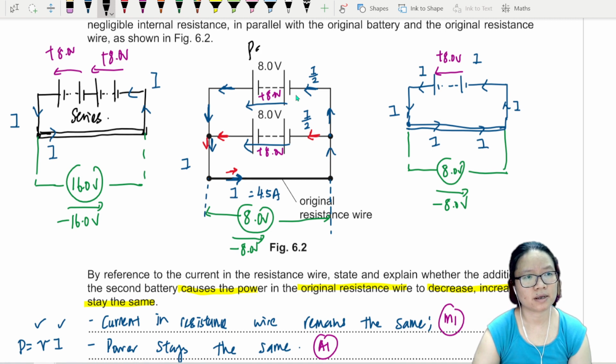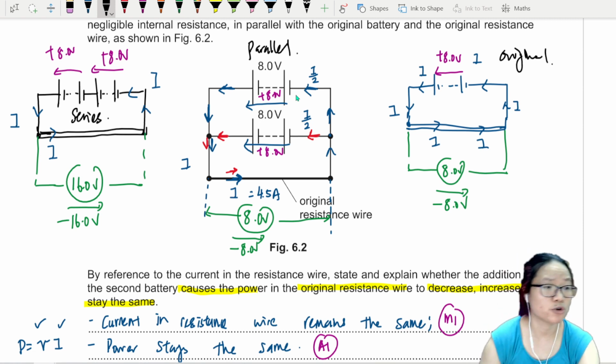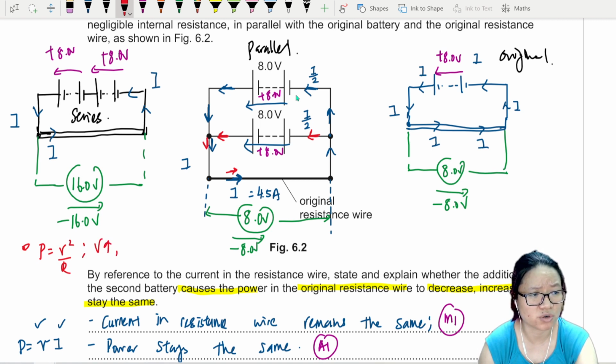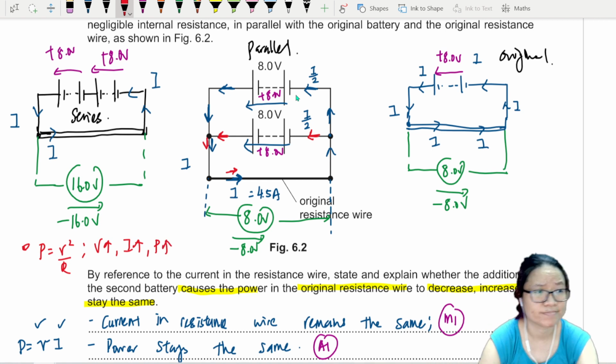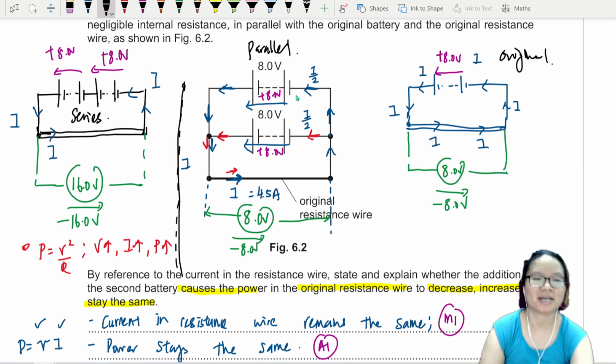Series, parallel, original. Okay, so if it's in series, then in this case, current will increase because you have more potential difference, or you could say P is equal to V over R, V squared over R. V increases, current increases, power increases when it's series. When it's series. Parallel, stays the same.